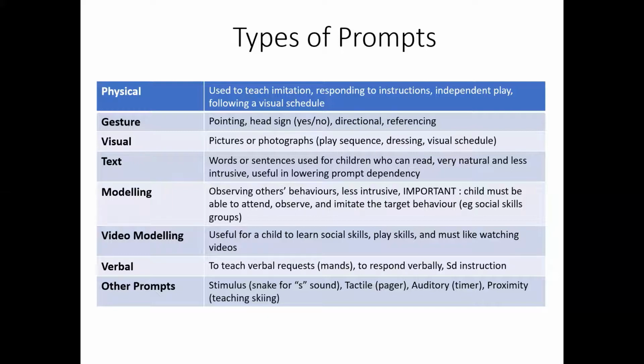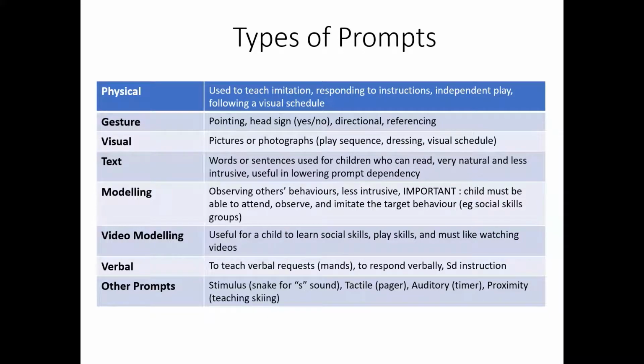Visual prompts, so this could be pictures or photographs. So I'll go through some examples in this presentation of visual prompts for schedules, for offering choices, for helping to communicate kind of what's going to happen after we're done this activity, what comes next. So visuals can be a really helpful way to structure an environment and to prompt a child as well. Text prompts, so this could be writing a list. Text prompts we use all of the time. If it's following a recipe or following our grocery list, it's a prompt to help us with getting a task done.